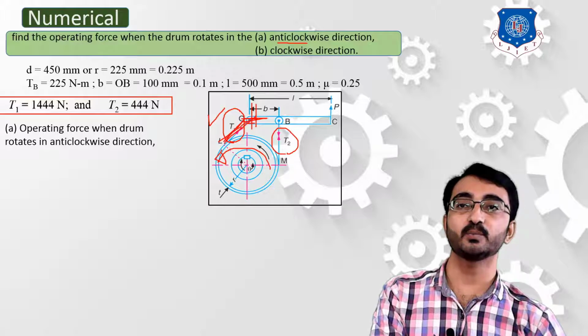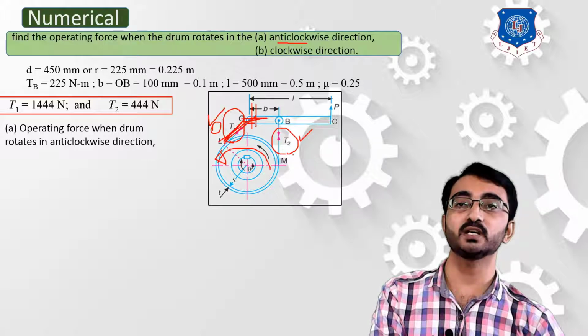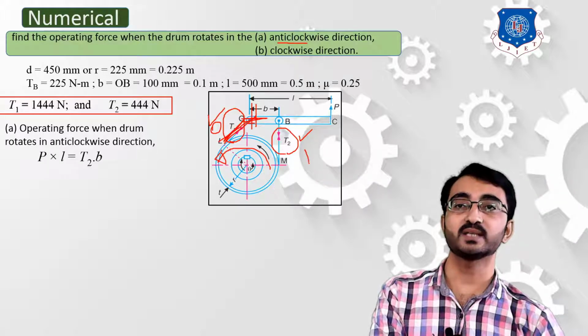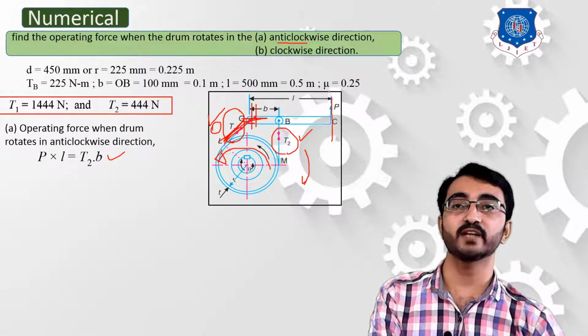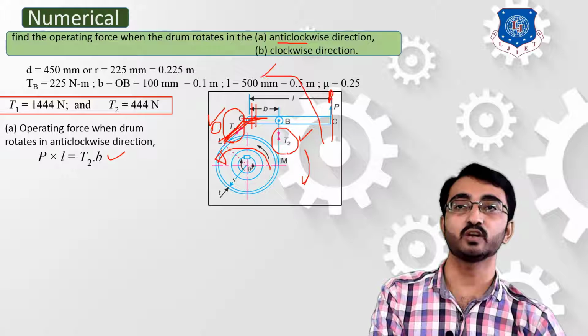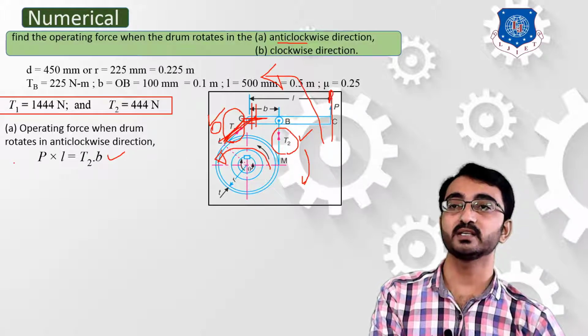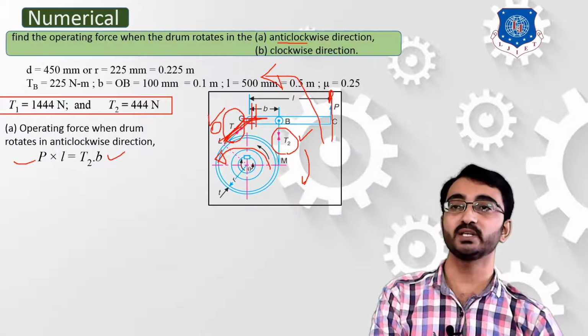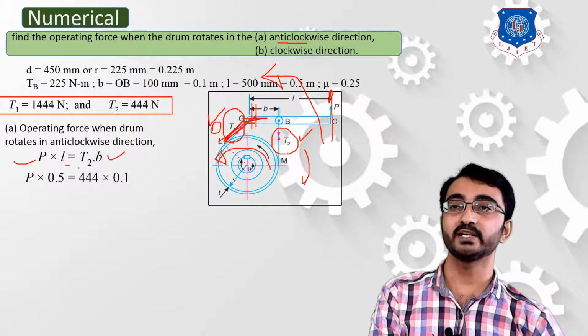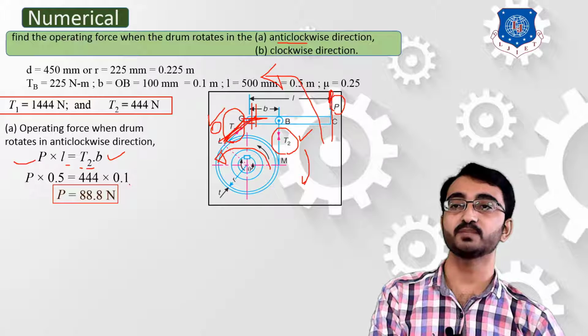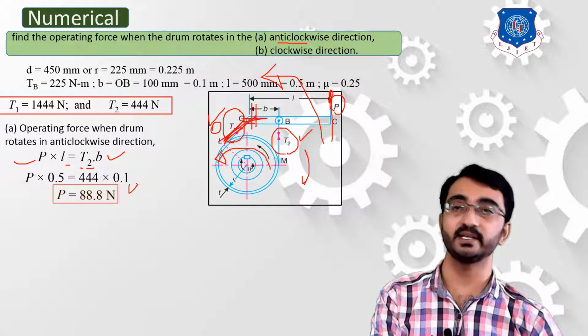Over here the component of T1 will be 0 and the component of T2 will produce the moment in a clockwise direction. So your equation will become T2 into B, which is equal to the effect of this P force in an anti-clockwise direction. So you will get the relation P into L is equal to T2 into B. Now putting the values of L, T2 and B, we can identify the value of this external force P, so this operating force P will be equal to 88.8 Newton.